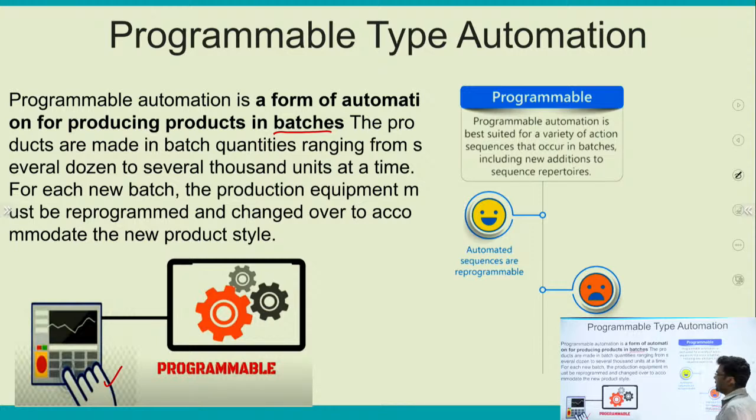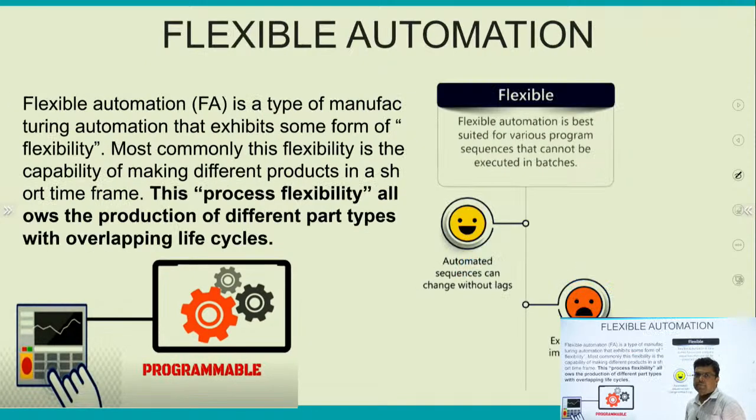This is very time consuming, as if we change any product program, then the whole system has to be stopped once, and accordingly the tools and technologies, all things in an industry, we have to replace. So these are the limitations of programmable type automation.